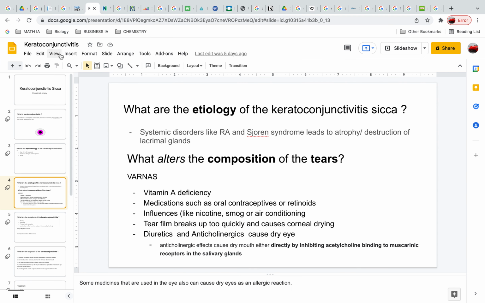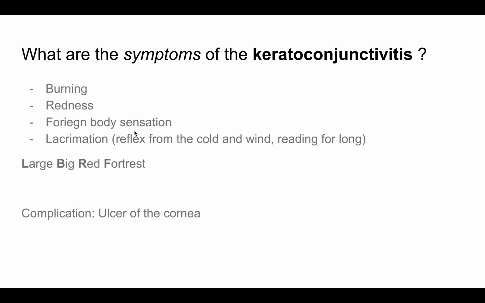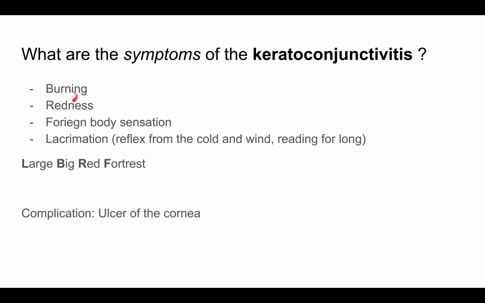Okay, so as we were saying, drugs can also affect the eye. So let's go over here. What other things are we going to be talking about? We're going to talk about burning. We're going to get burning, the mnemonic "large, big red fortress." The Vernas is also going to be there, which may cause this. So L would be lacrimation, B would be burning, R would be redness, and F would be foreign body sensation.